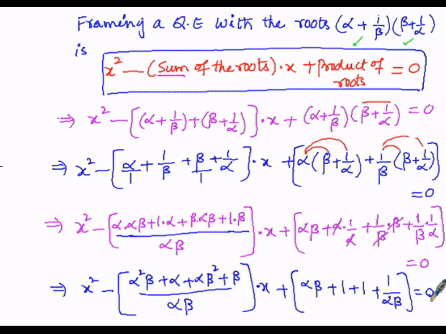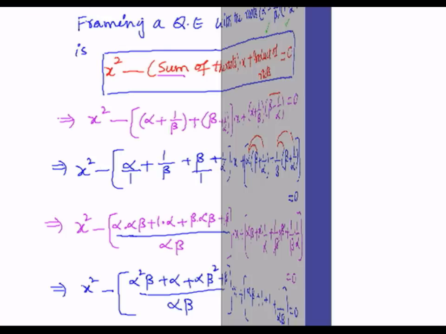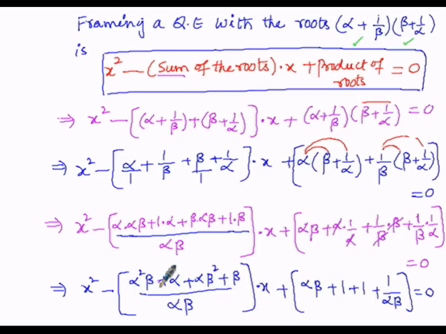Then the next logical step will be, so x square must be written as it is minus, so let us write the square terms alpha square and beta squares together, then alpha and beta together. Then let us add up 1 and 1 as 2. Then now x square, that implies x square minus within the bracket alpha square beta and alpha beta square.